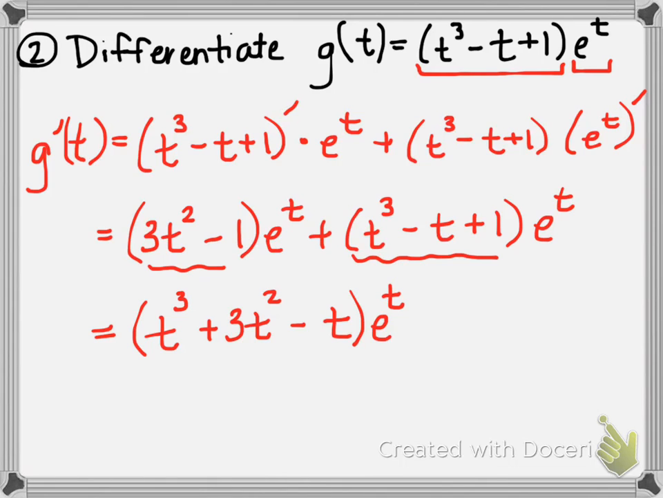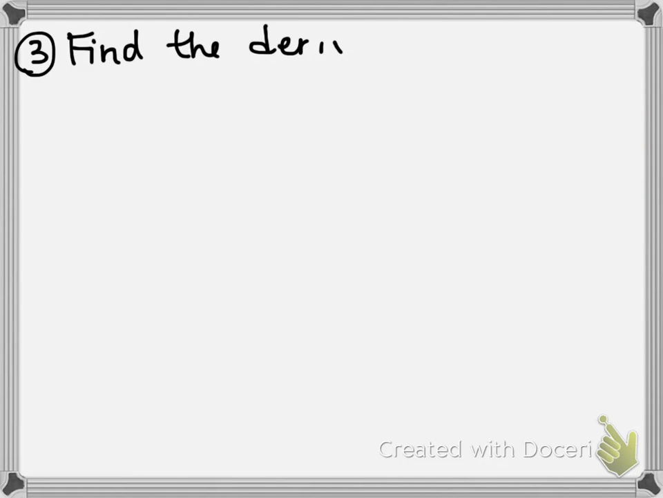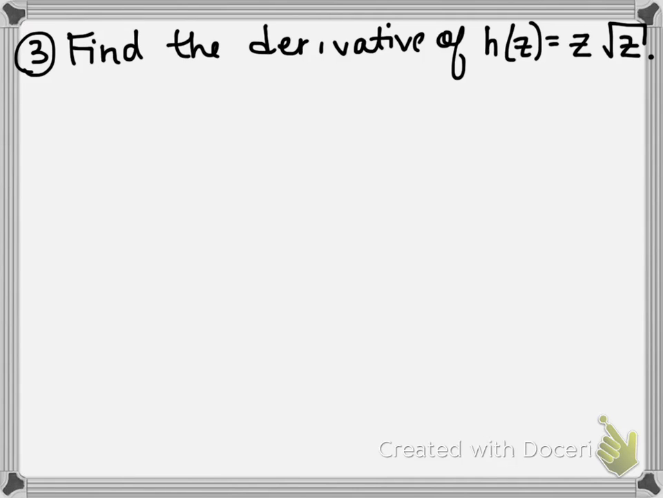Okay. And then one last one. Let's find the derivative of h of z, which is z times the square root of z. Find the derivative doesn't mean anything different than differentiate. I'm just trying to give you different ways of saying the same thing.